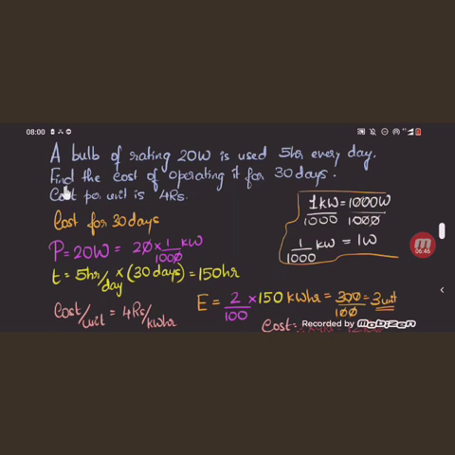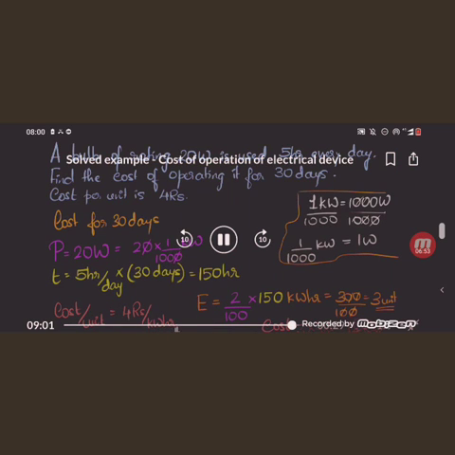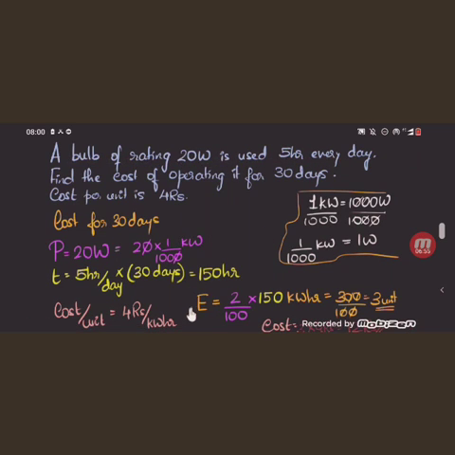So whenever we are asked to calculate or find the cost of operation, and we are given the cost per unit, remember that the word unit always means kilowatt hours. So this gives us a clue that we need to first find the energy consumed in kilowatt hours. To do that, we have to make sure our power is always in kilowatts and the time is always in hours. We multiply them, we'll get the energy in kilowatt hours. Once we do that, we are pretty much done. Then all we have to do is find the cost for so many kilowatt hours.